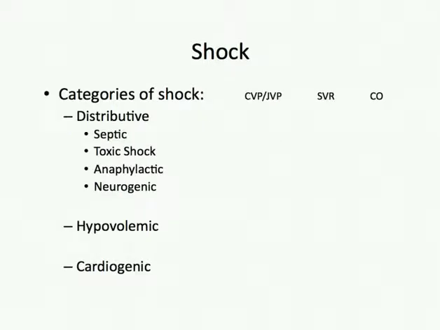So today we're going to discuss several different categories of shock: distributive shock, hypovolemic shock, and cardiogenic shock, along with several of the more common subcategories of distributive shock: septic shock, toxic shock, anaphylactic shock, and neurogenic shock. And using the 3 different variables we've discussed, we're going to build one of those arrow diagrams that often cause so much distress on the test, but we're going to put it together piece by piece.